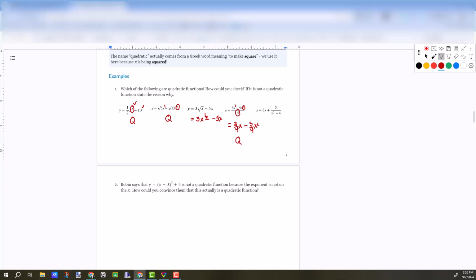Now the last one here, it does have 2 as the highest exponent, but the problem is it's in the denominator, which means in this case it is not an exponent. The variable has to be, like in this one, in the numerator.